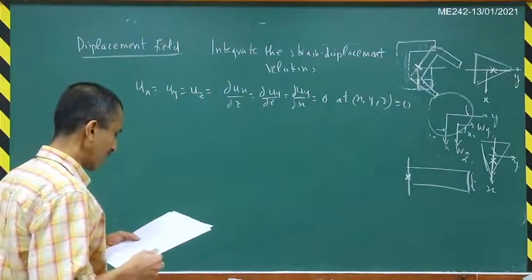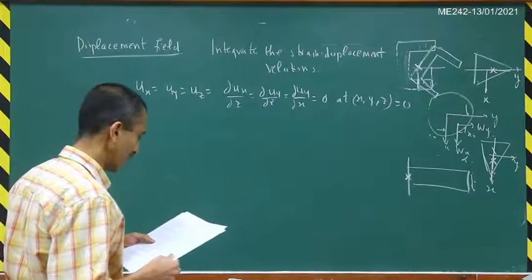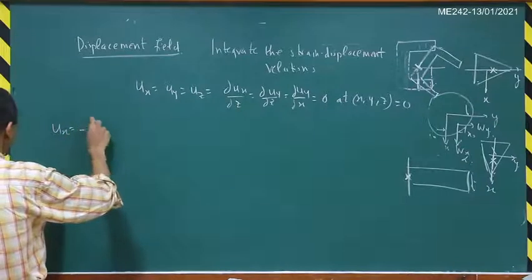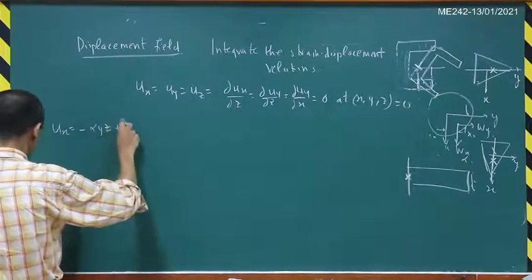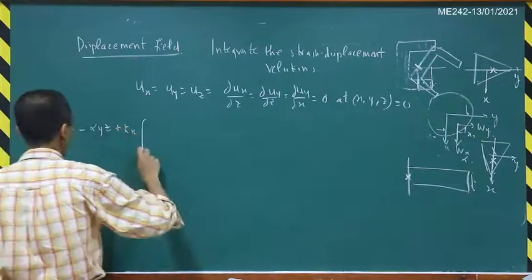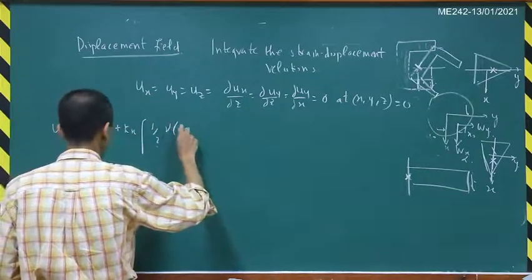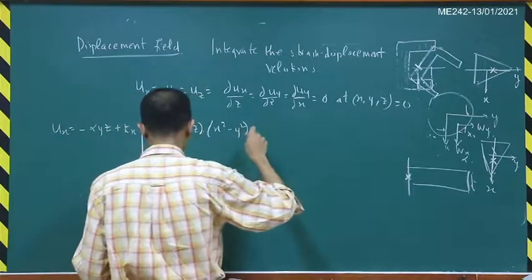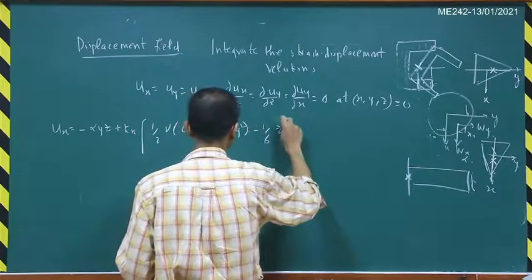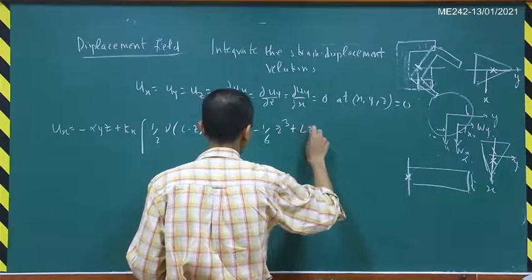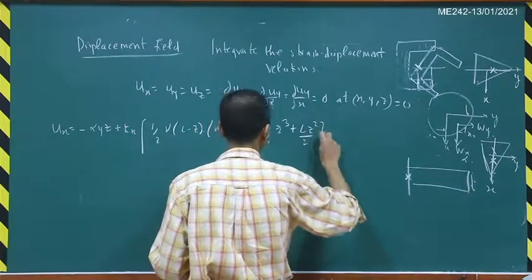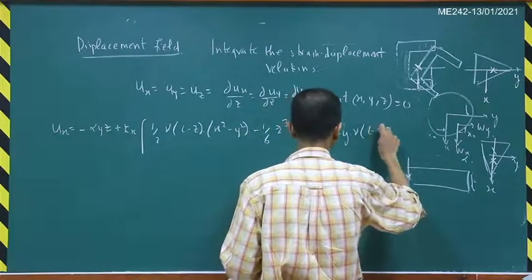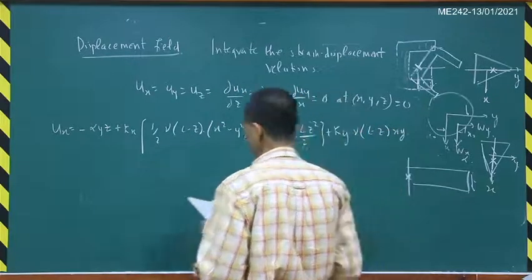And so the final expressions I will just present for the displacement field. So you will get that ux is equal to minus alpha yz plus kappa x times half of mu times L minus Z times x square minus y square minus 1 by 6 times Z cube plus LZ square by 2 plus kappa y times mu times L minus Z times xy. So this is the expression for ux.